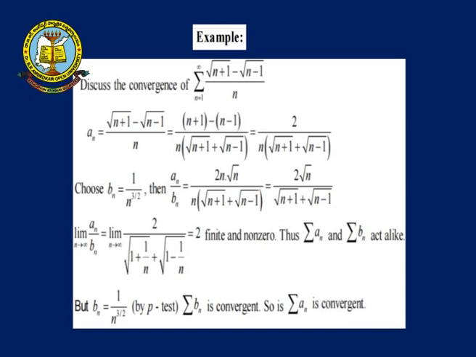Now here root n I will take common in the denominator, what happens, n into root n, so bn equals 1 by n to the power of 3 by 2. Now if I apply an by bn and apply the limit n tends to infinity, an by bn equals limit n tends to infinity 2 by root of 1 plus 1 by n plus root of 1 minus 1 by n, that value equals 2, finite and non-zero, therefore we can go for bn, and based on bn we can decide an. So bn equals 1 by n to the power of 3 by 2, sigma bn equals sigma 1 by n to the power of 3 by 2. So p equals 3 by 2 by p test. So p greater than 1, so the series is convergent. Therefore, sigma an is also convergent.